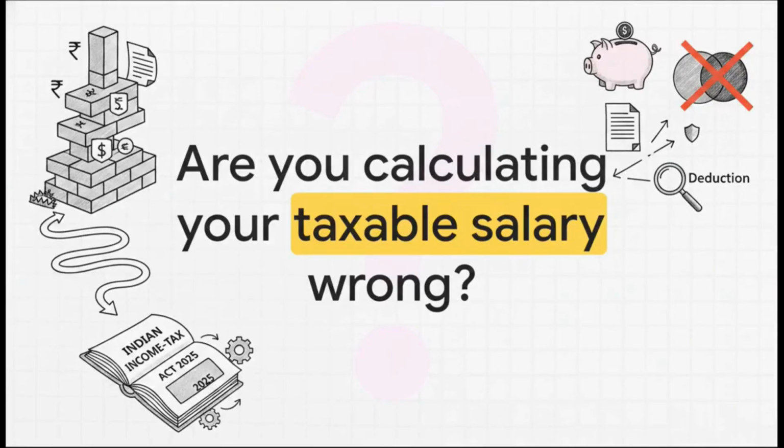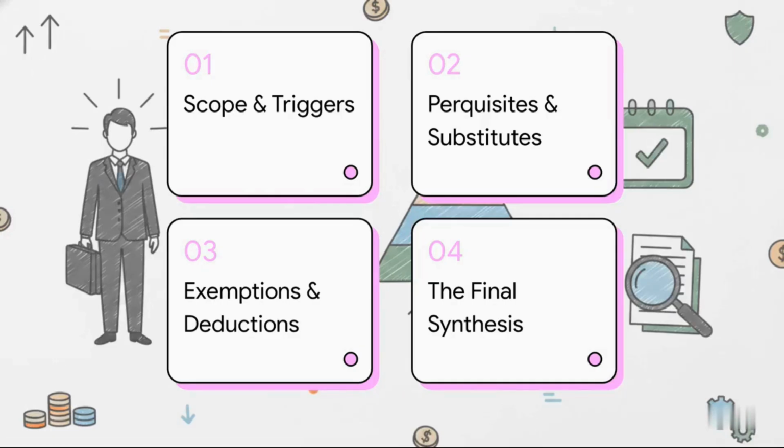Now ask yourself honestly, are you sure you're not calculating your taxable salary wrong? The tax code is just full of hidden traps, from double taxation nightmares to completely missed deductions. Well, today, we're going to expertly navigate those traps together, block by block. Here's our structural blueprint for today's explainer.